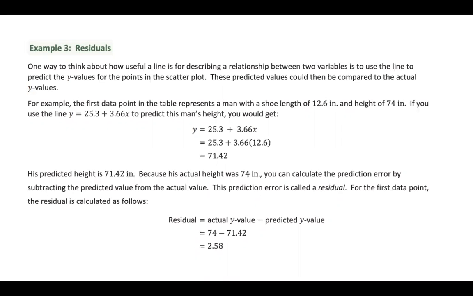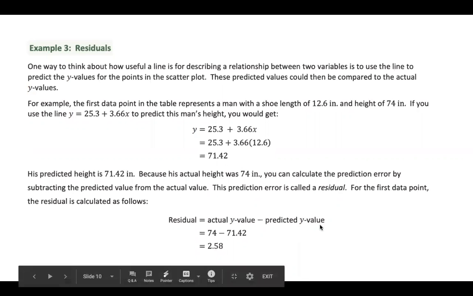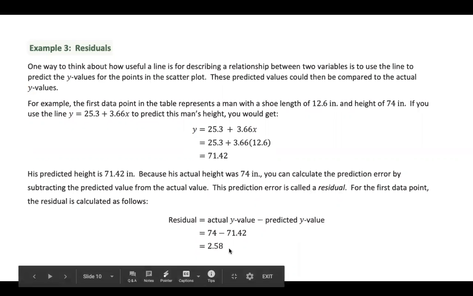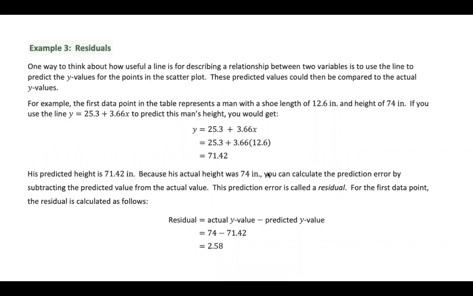If you use the second line, his predicted height is 71.42 inches, and his actual height was 74 inches. So now we can calculate the prediction error by subtracting the predicted value from the actual value. If we take 74 minus 71.42, you get 2.58, and that is called the residual. So again, that is taking your estimation when you plug in or substitute in and subtracting it from the actual value. And the larger that value is, the bigger the error.